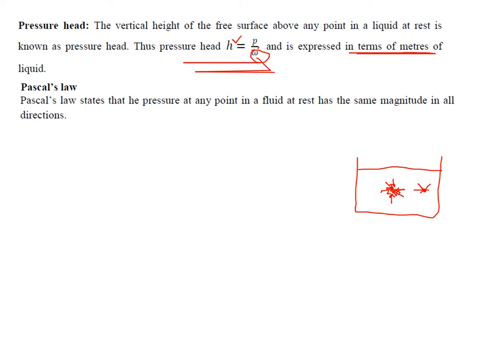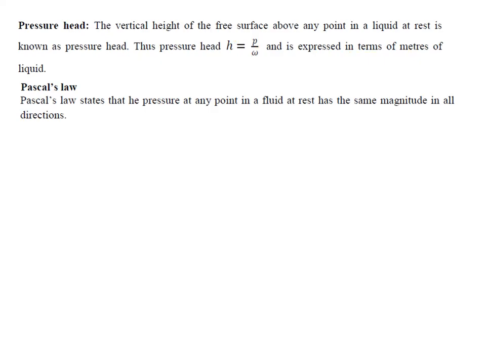But when you move along a plane, if this pressure is P1 here, the pressure here also will be P1 only, along the horizontal plane. If P1 is acting in all the directions at a particular point, P1 has to act at this particular point. So how to prove this?